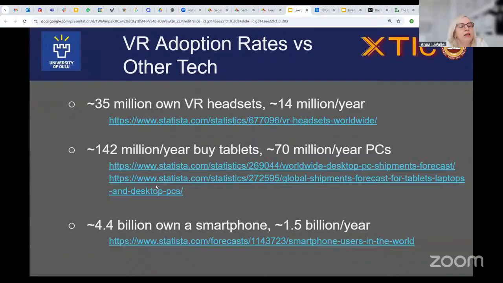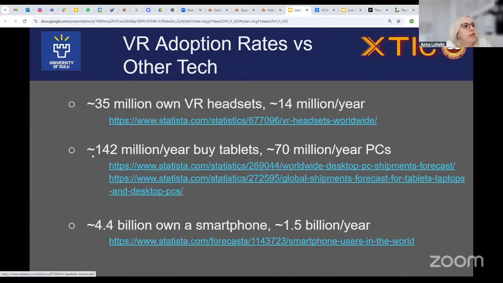And this slide, I really like this slide because just looking at this slide at adoption rates for VR hardware versus other tech, right? So I'm comparing how many VR headsets have been sold per year in recent years worldwide, comparing that to tablets and PCs and smartphones that have been sold. So around the world, there are about 35 million VR headsets right now, with about 14 million projected to be sold per year of VR hardware, VR headsets. So this seems a lot, right?